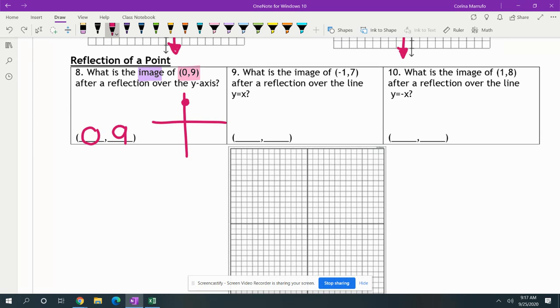So the next one says, what is the image of (-1, 7) after a reflection over the y equals x line? Okay, so we're going to go ahead and use this graph. So we have -1, 7: to -1, 1, 2, 3, 4, 5, 6, and 7. Okay, that's a point that we need to reflect across the y equals x line. So I'm going to go ahead and draw the line. I don't know if I'm going to do the whole line, because I don't think we need the whole thing.